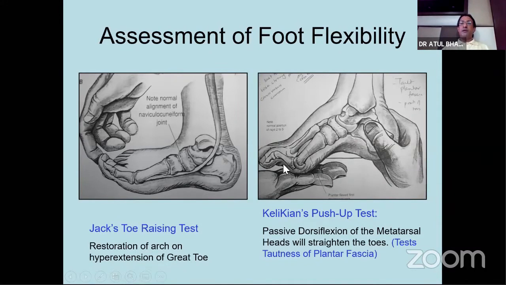So that is why it's very important to assess the forefoot and the midfoot laxity by doing these two tests, what is called the Jack's toe raising test, and also called the push-up test. And that tells you the flexibility of the plantar fascia as well as the intrinsics.